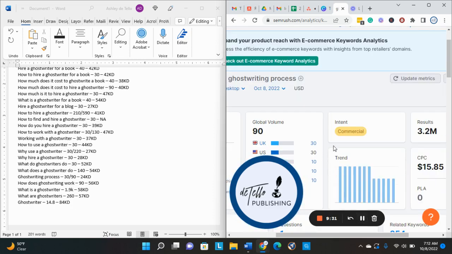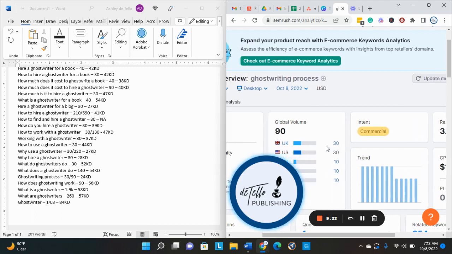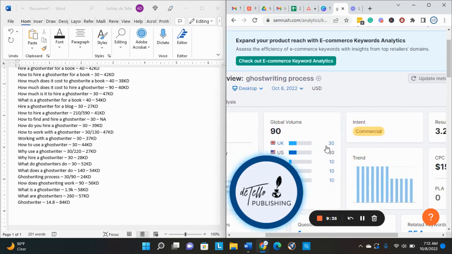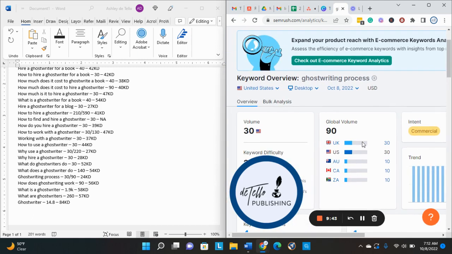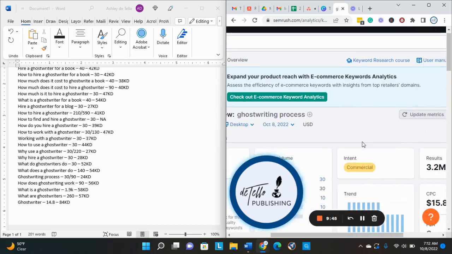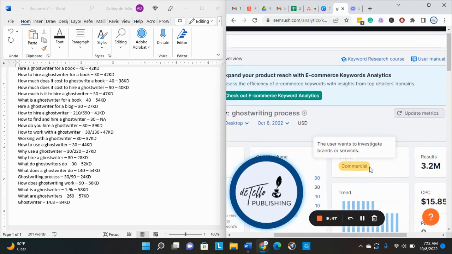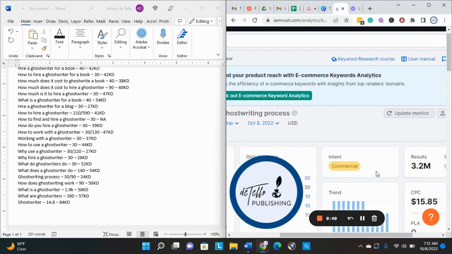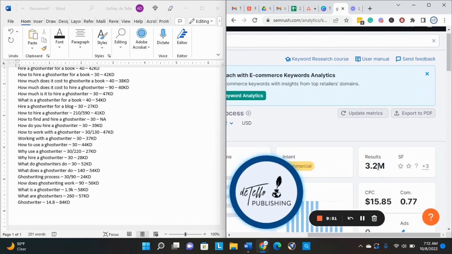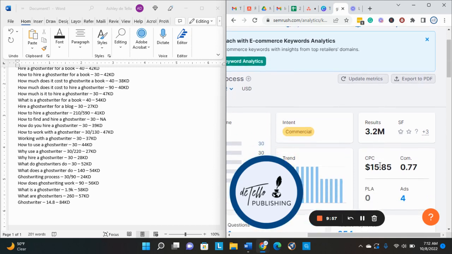Okay, and here's one other thing that I forgot to show you: in the data that they give you, they actually show you what the intent is. So the user wants to investigate brands or services when they're searching for this kind of keyword, the ghostwriting process. It'll show you different things based on what keyword you put in. And then it'll also show you how many results show up when somebody searches for that. So 3.2 million results.